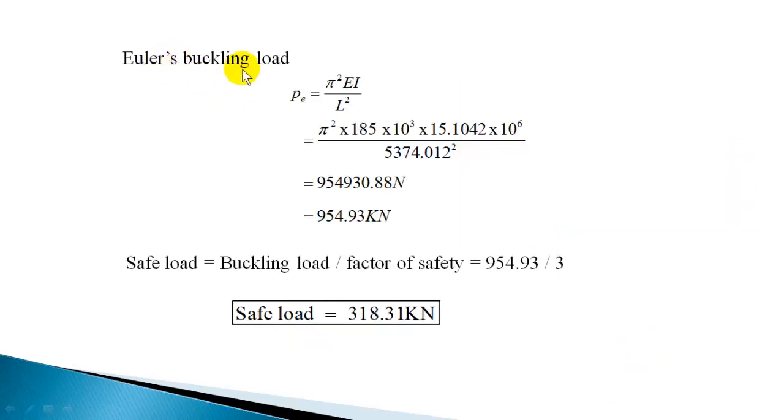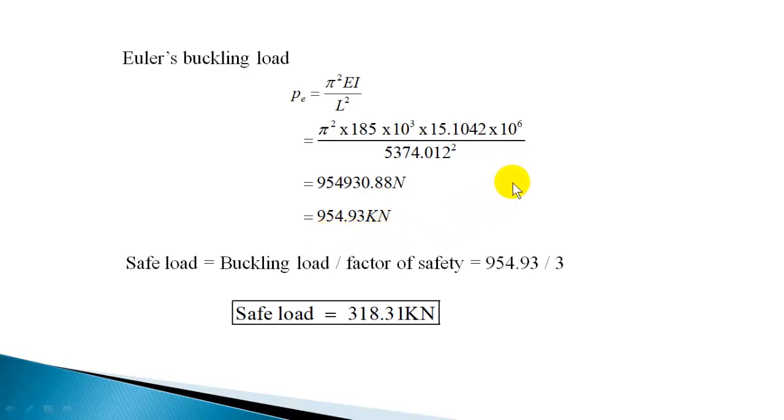Euler's buckling load is given by pi square EI by L square. Pi square into Young's modulus, 185 into 10 raised to 3, I we calculated as 15.1042 into 10 raised to 6, and L is the effective length, which you can substitute. So you get 954,930.88 Newton or 954.93 kilonewton. So this is the buckling load given by Euler's formula. The column will fail due to buckling at this load.